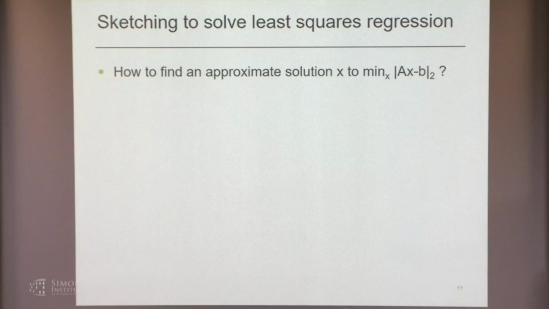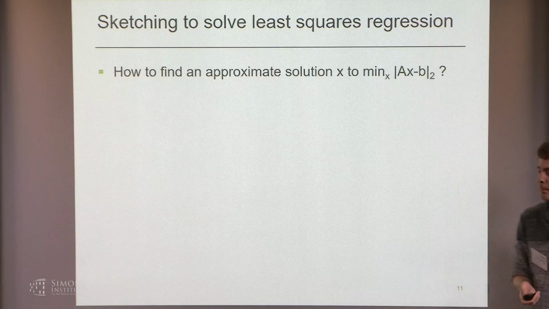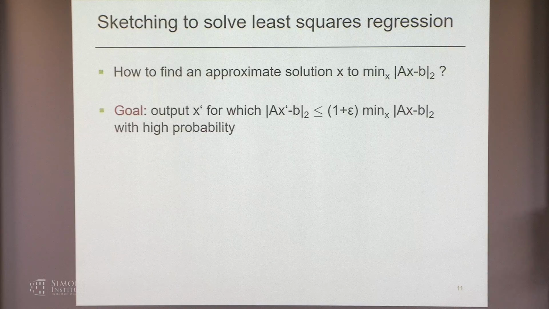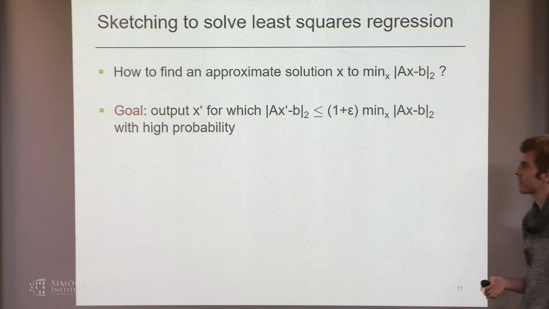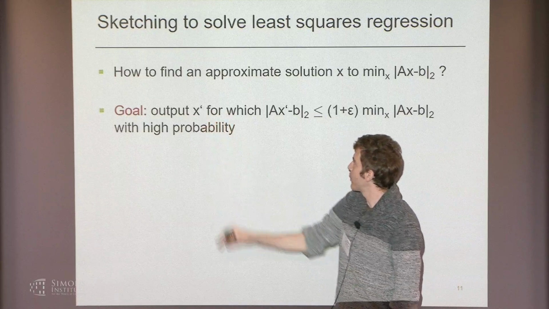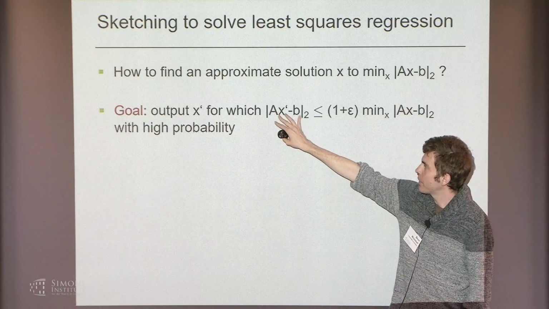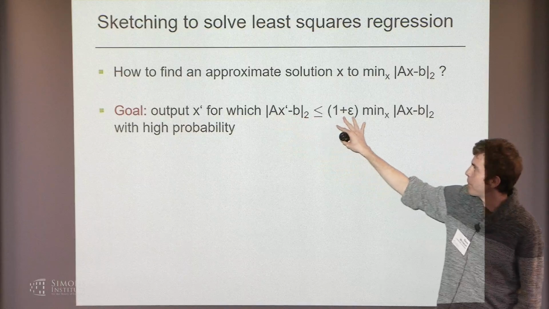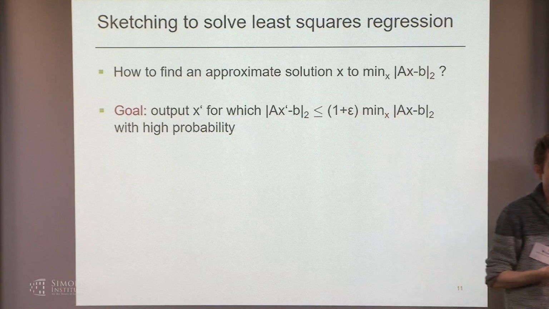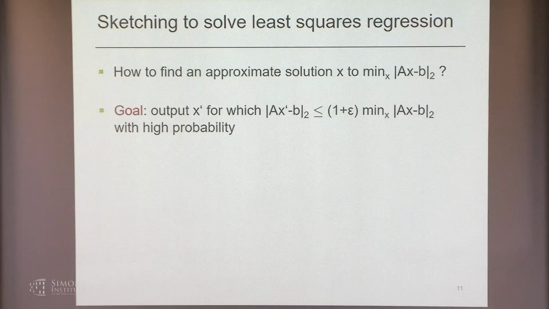Okay, so sketching to solve least squares. Let's first relax the problem to allow for outputting an approximate solution. Now what does that mean? We'll look at this from an objective function perspective. Instead of outputting the optimal vector x, let's output an x prime for which the Euclidean distance between A x prime and b is at most 1 plus epsilon times the optimal cost that you would get, say, with the normal equations.